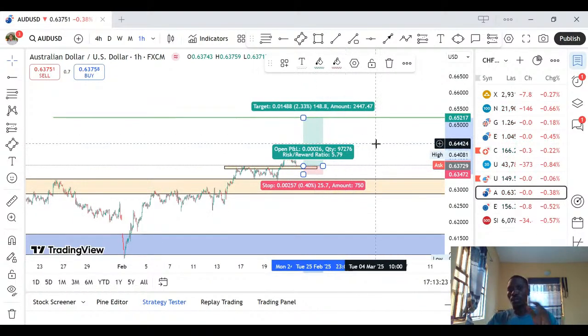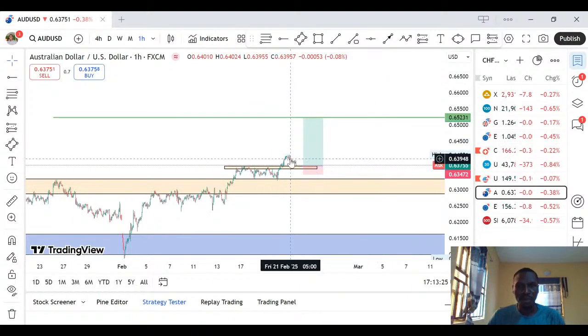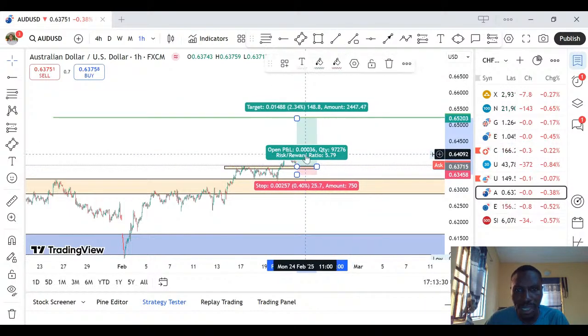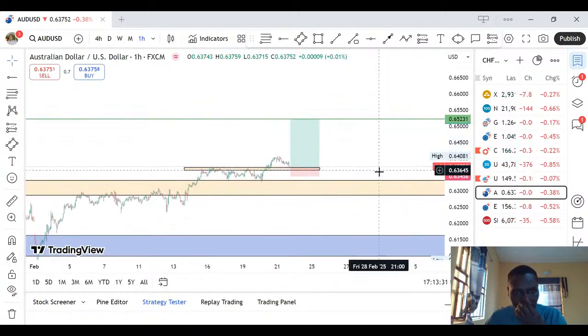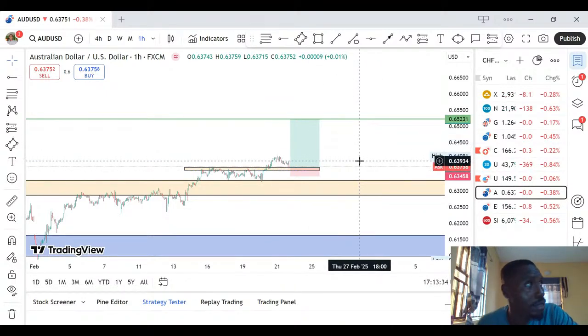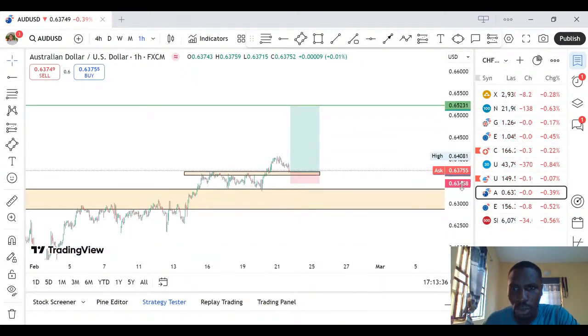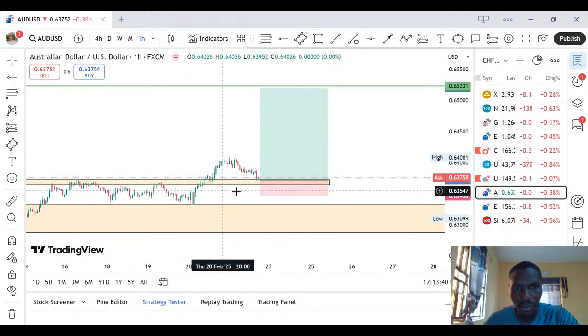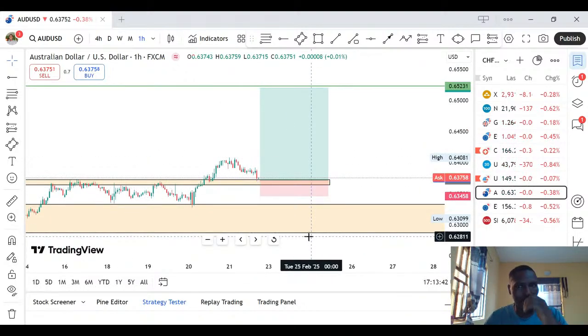So this is my view for AUD USD. This is the next move that I'm thinking AUD USD is going to make, maybe in the next couple of hours before today's closure, or from next week, maybe by Monday, you can get anything from there. So that's my take on AUD USD.